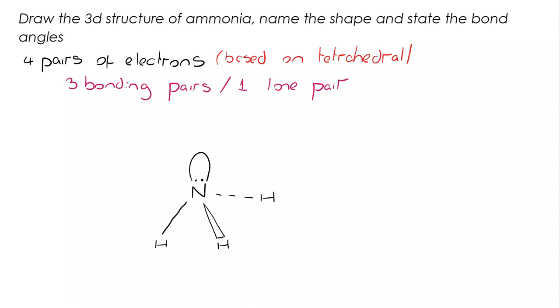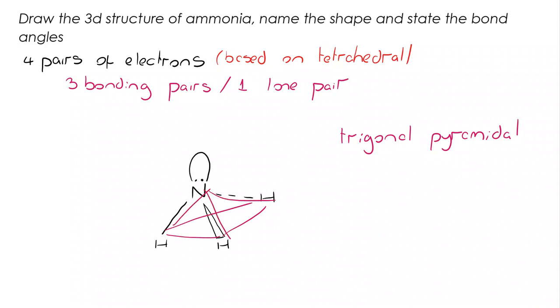Now the shape is based on tetrahedral, but you also have to remember its specific name. This is trigonal, that's related to 3-point, pyramidal, that's related to pyramid, and we've actually got a 3-point pyramid that you can see here, and I'm just going to draw this in. You can actually see the pyramid shape. In terms of the bond angle, you've got to remember the bond angle is 109.5 degrees for tetrahedral, and a lone pair will take 2.5 degrees off, so the bond angle is 107 degrees.